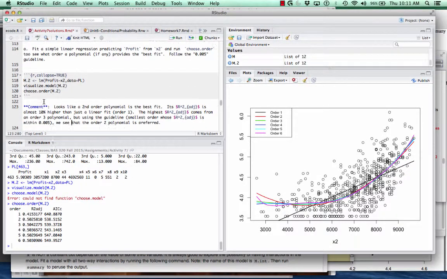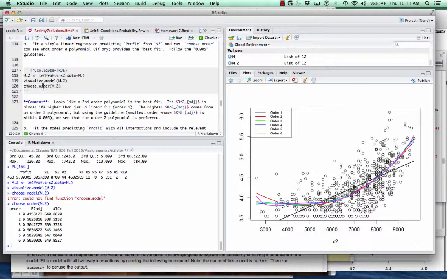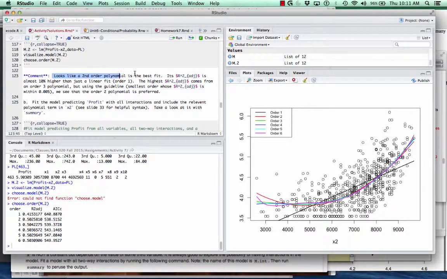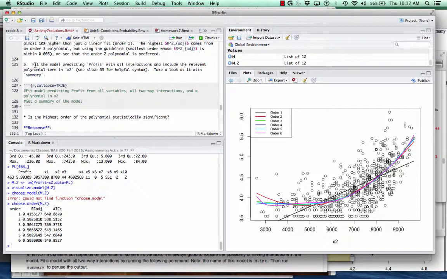All right, so it looks like I've already written this comment here, so nothing new. It looks like that second order polynomial is the best fit. Its r-squared adjusted is much higher than just the order 1 polynomial, just the simple linear regression. So a big improvement over the linear regression. And going to the order 3 polynomial doesn't provide enough of an improvement for us to want to use it. We want to go with a simpler model here. So all right, let's fit this model now.